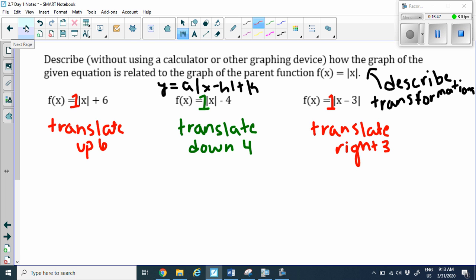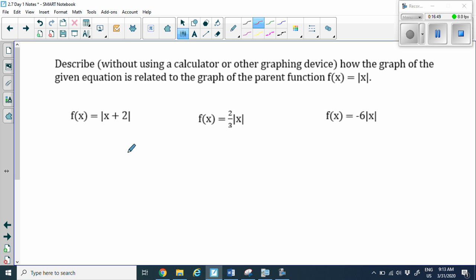Okay, let's try the next one. Actually, what I would like you to do is go ahead and try f of x equals the absolute value of x plus 2 on your own. It's going to be similar to our last problem. So go ahead and pause the video and try to describe the transformation.